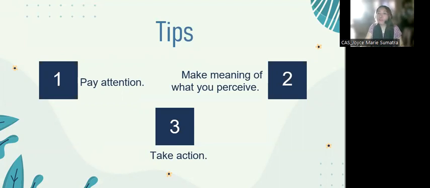Then make meaning of what you perceive. We do have different interpretations of our environment. That's why you need to practice putting these objects or stimuli into meaningful categories so that you can understand them and have a proper reaction or behavior towards that particular stimulus. And lastly, take action. It is impractical if whatever you are processing in your mind won't connect to an action response to that specific stimulus. An action might be as simple as turning away or dodging a possible accident.